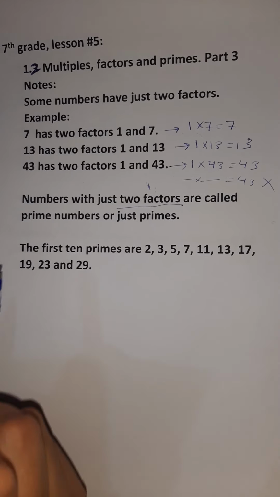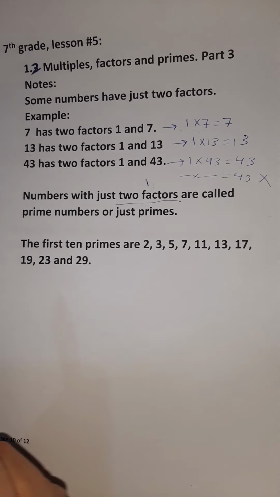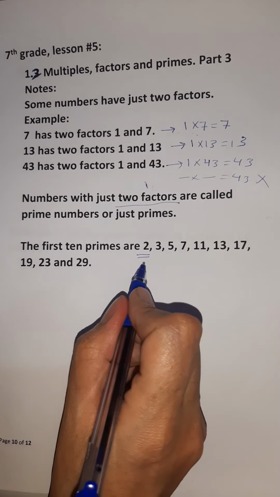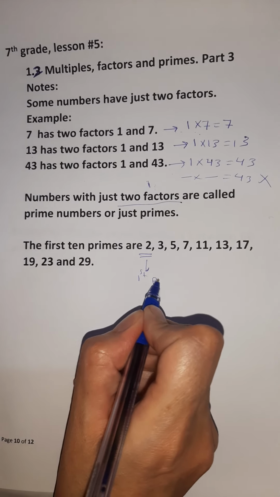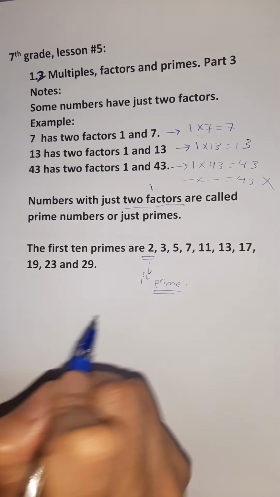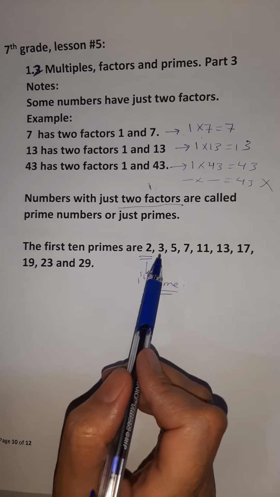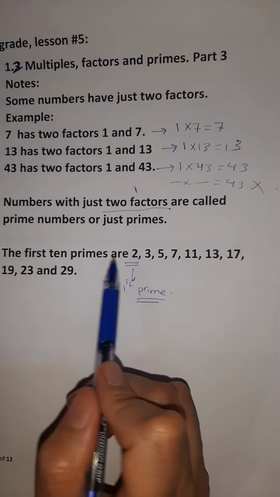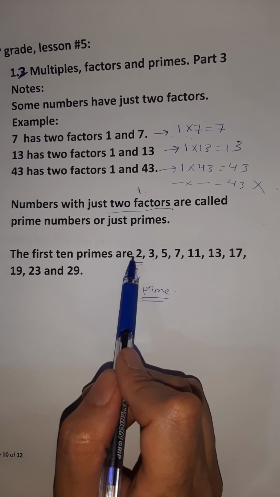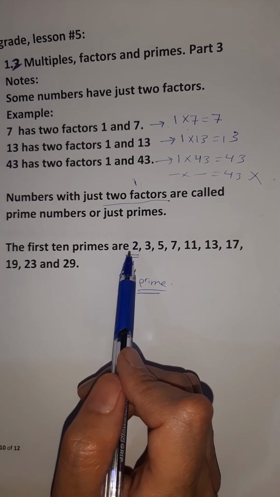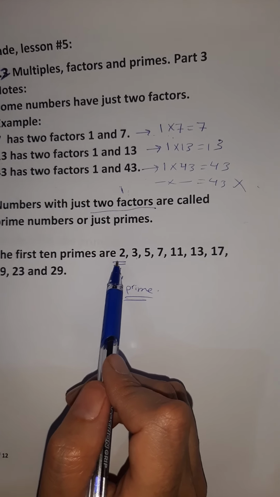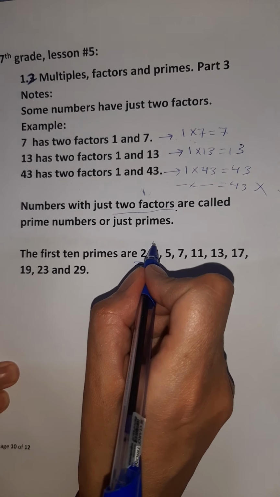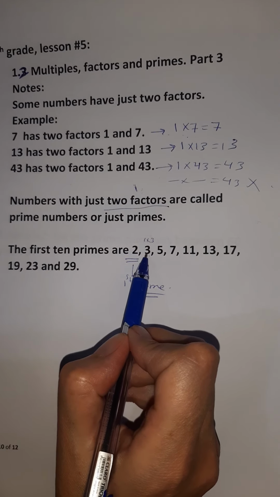Look, the first 10 primes start from 2. 2 is the first prime. 3 is the second prime. Since here, it's 1 times 2, there are no 2 positive integers that you can multiply to give you 2. Then 3. Why 3? Since 1 times 3, just 2 factors, 1 and 3.